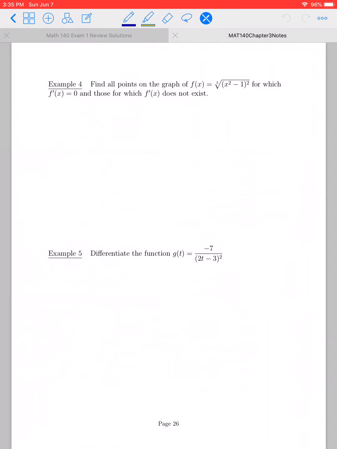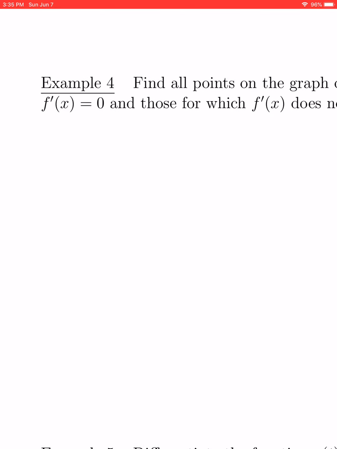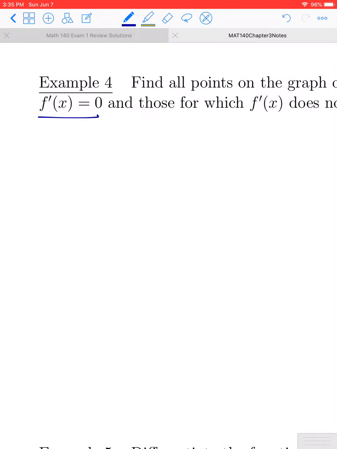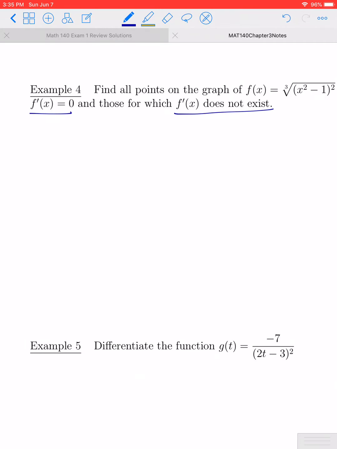Let's take a look at example 4. This is a very important kind of question, and one that's leading a little bit. In example 4, we're asked to find the derivative, so we want to find f prime of x, but in addition to that, we want to find any values of x for which the derivative would be equal to 0, and also any for which f prime of x may not exist.